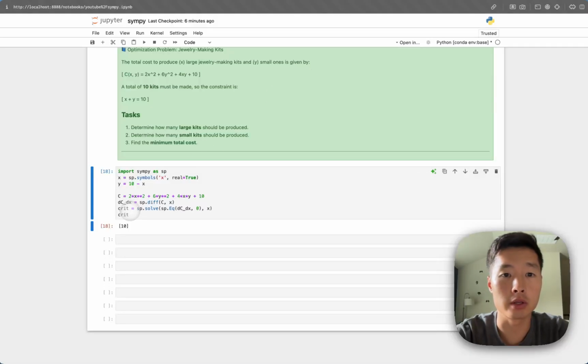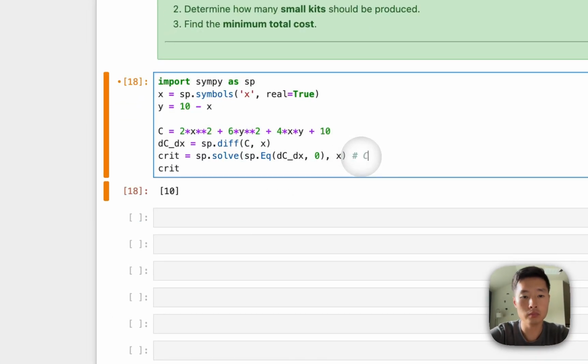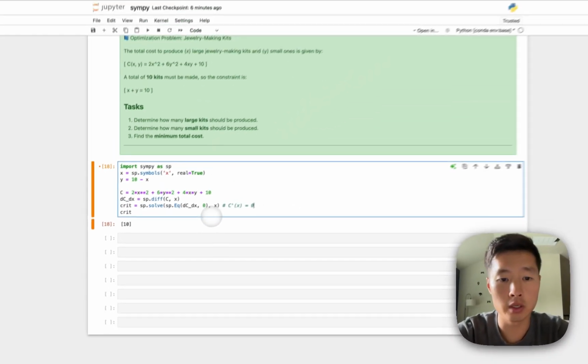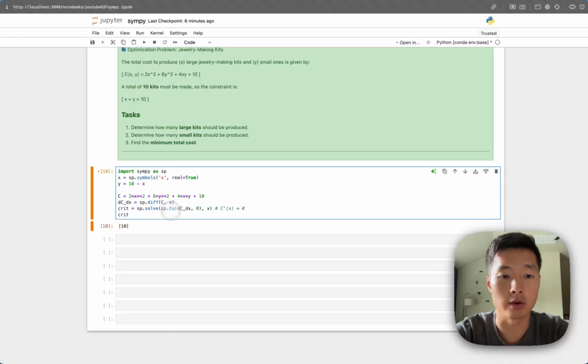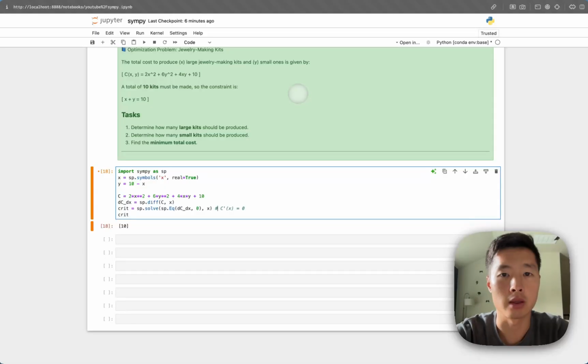So what we're doing here is sp.Eq(dc_dx, 0). It builds the equation c prime of x is equal to 0. That's all this is doing right here. And by placing this x right here, we are trying to solve for x. These solutions are called critical points, and these are the places where a min or max can occur. Like I mentioned before, the top or bottom of the parabola.